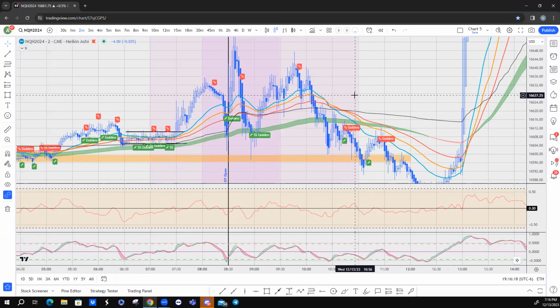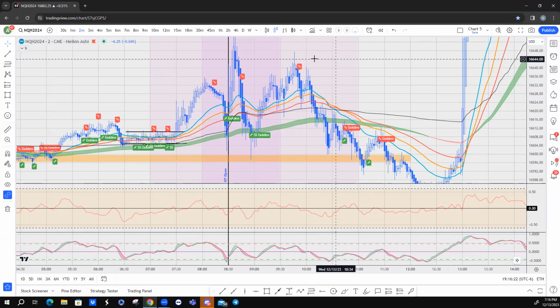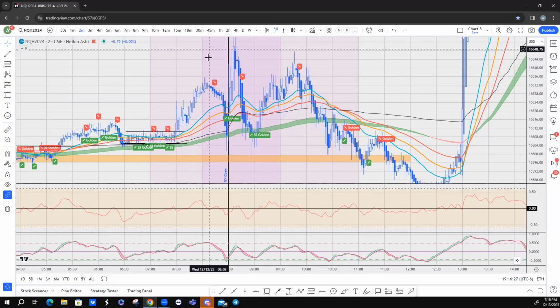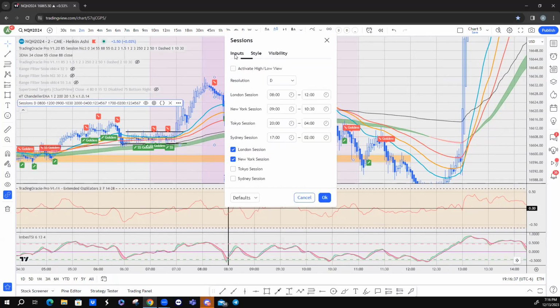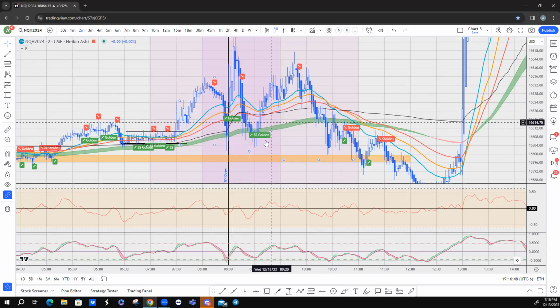So you can see on my screen here, I have two shaded colors. I have a light purple and I have a dark purple. Basically, I went into sessions where you can really mark up the London session, New York, Tokyo, and so forth. But I use different time frames here, and I'll explain what I did. And this helps me trade these golden signals.